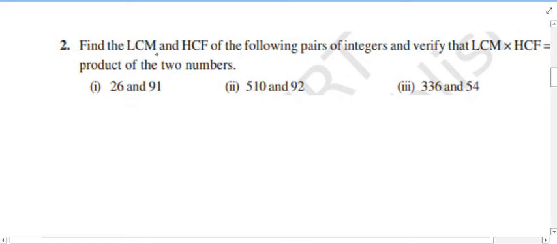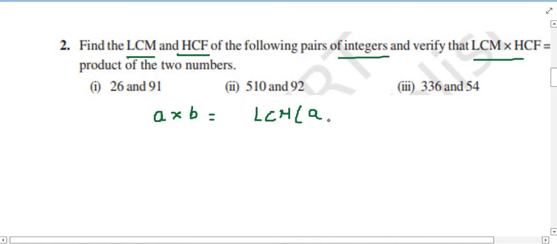So now in question number 2, we have to find the LCM and HCF of the following pair of integers, and we have to also verify that LCM times HCF is the product of the two numbers. So we know that if we have two numbers, let's suppose A and B, the product of A and B should always be equal to the product of the LCM of A and B and the HCF of A and B. We have to prove this thing also. So we'll start with the first part.